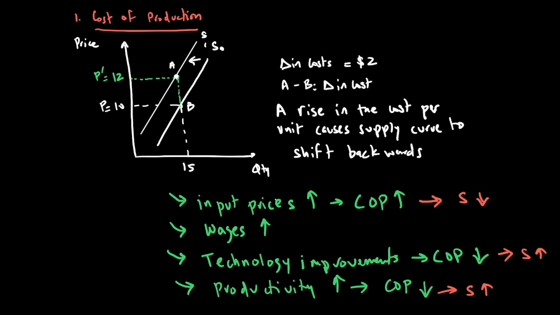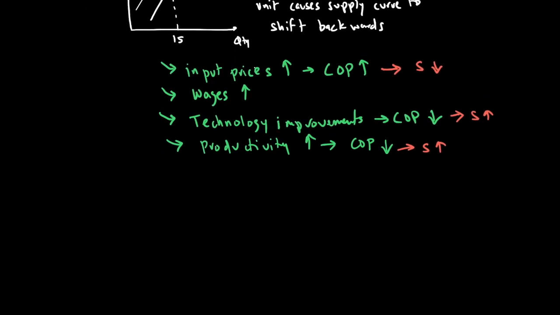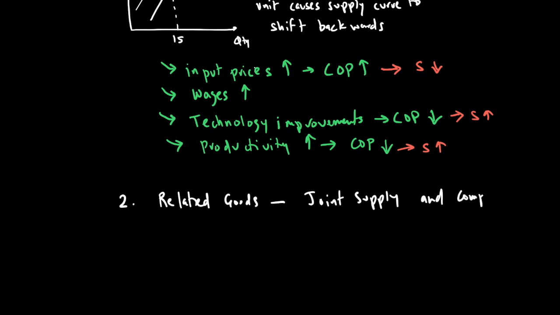The next factor we want to discuss is called related goods. When you look at related goods, there are two kinds of goods that we want to discuss. One is what we call joint supply, and another one is called competitive supply.